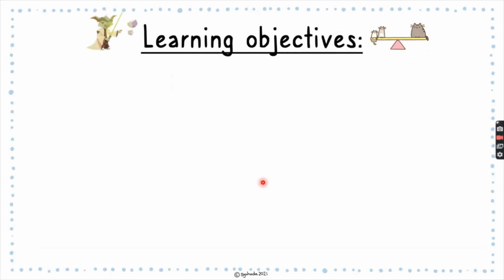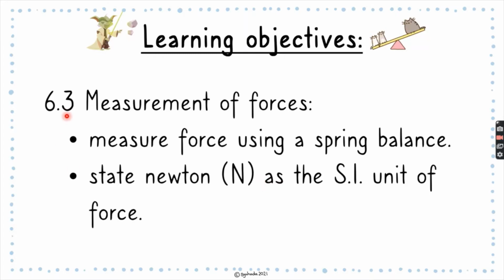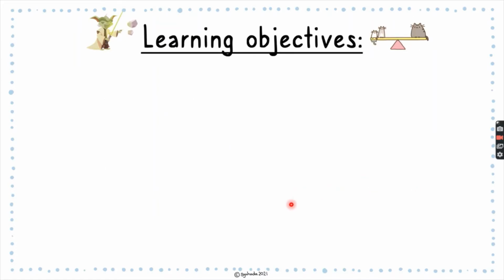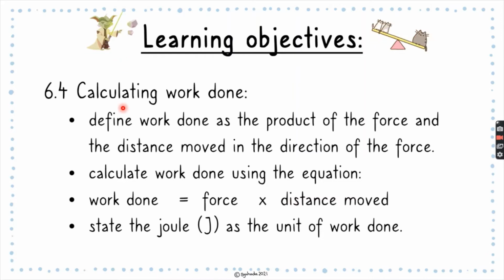Now let's focus on our learning objectives of today. 6.3, measurement of forces. We're going to cover measure force using a spring balance and state that Newton is the SI unit for force. 6.4 is about calculating work done. So our learning objective is to define work done as the product of the force and the distance moved in the direction of the force. We need to calculate work done using the equation work done equals force times distance moved and state that joule is the unit of work done.